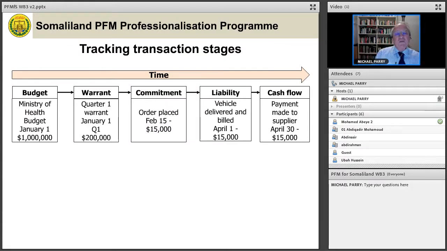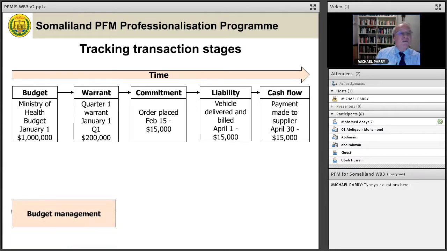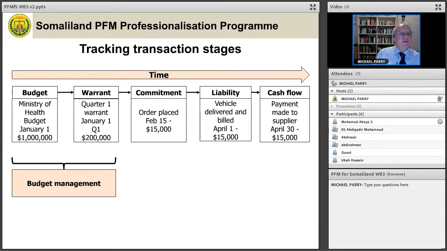And I just want to make the point about tracking transaction stages a little bit more. We've used this diagram before and I'll use it again. It's a very important diagram. It shows the stages that any expenditure goes through and all of which have to be tracked in a government system. The first two are the budgeting and the issue of warrants, that's budget management.